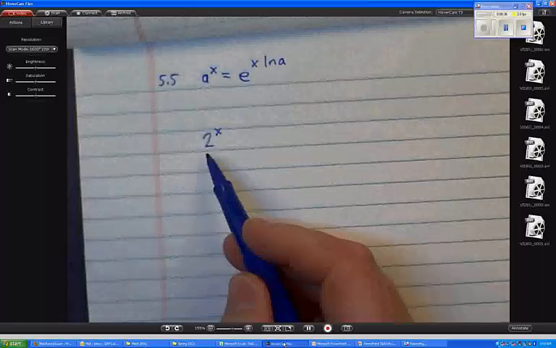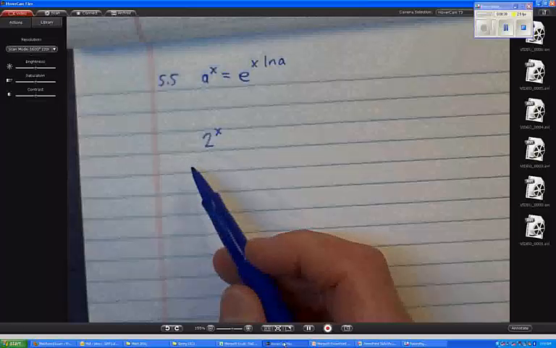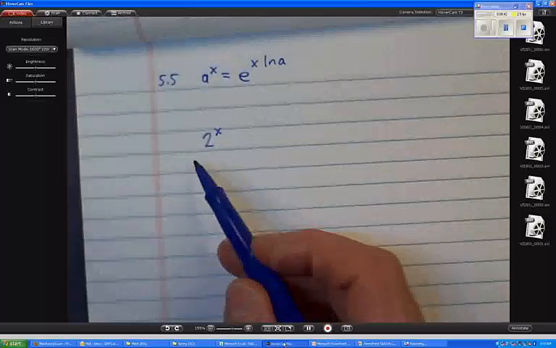When you're a little kid, you probably played this game. You just start doubling, right? 2, 4, 8. Go ahead. Tell me the rest.